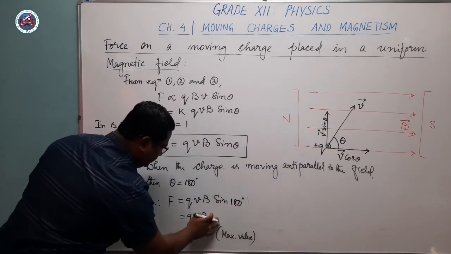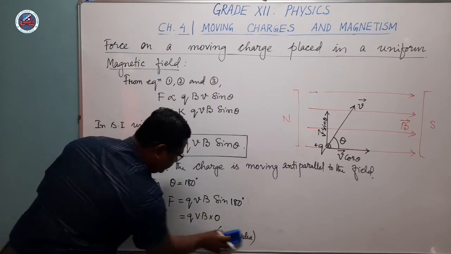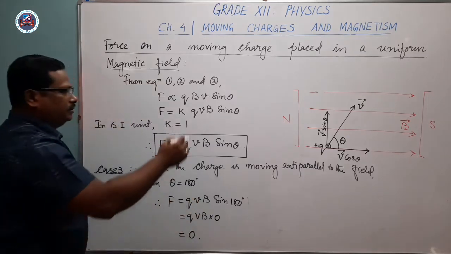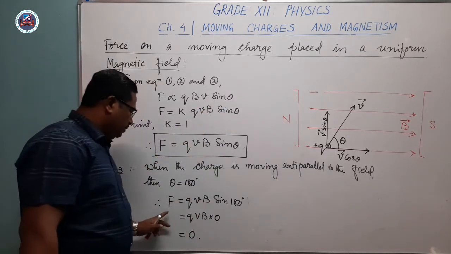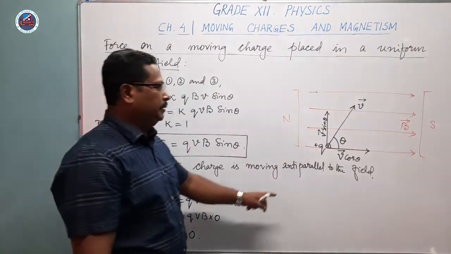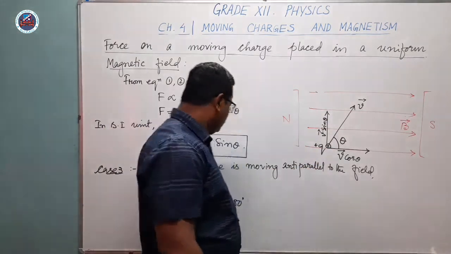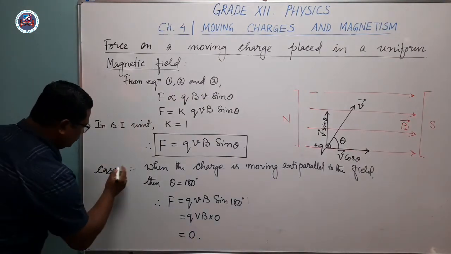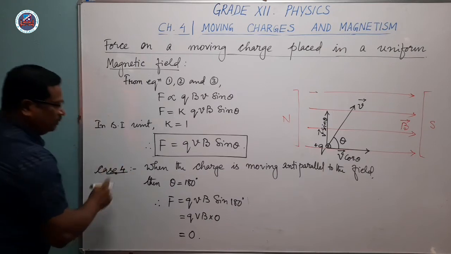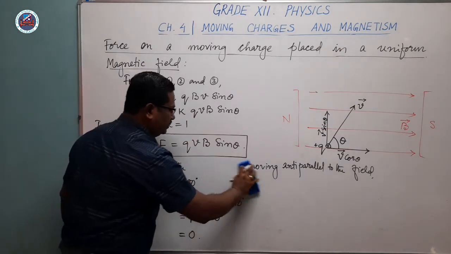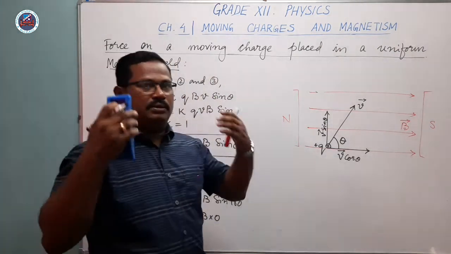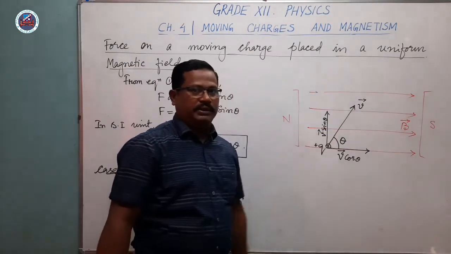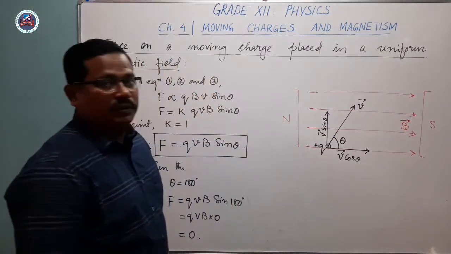And if theta is equal to 180 degrees, then sin 180 degrees is equal to 0. So everything will become 0. That means if the charge is moving anti-parallel to the magnetic field, then also there will be no force experienced by the charged particle. Let us see the fourth case. When a neutral particle, let us say that it is not a charged body, is allowed to travel with this velocity in the magnetic field, what will happen?